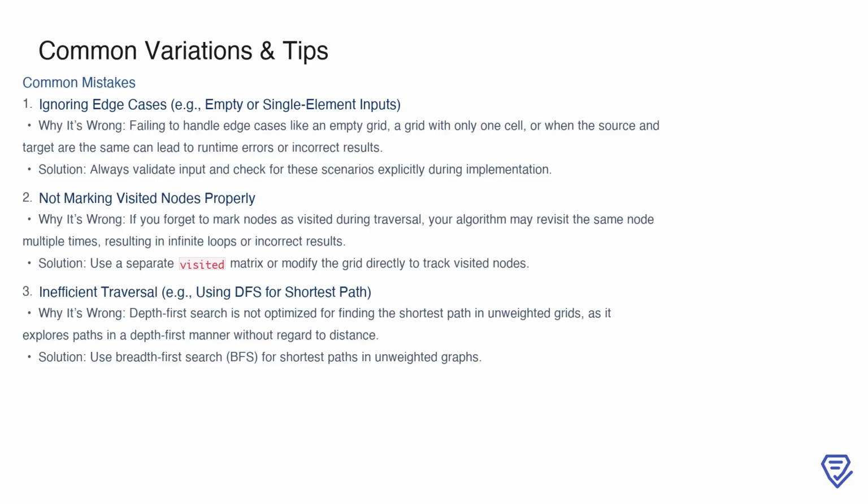Finally, using inefficient traversal methods can also lead to issues. For instance, depth-first search isn't suitable for finding the shortest path in unweighted grids because it doesn't consider distance. Instead, breadth-first search is a better choice for such tasks, as it explores all nodes at the current depth before moving deeper, ensuring that the shortest path is found.